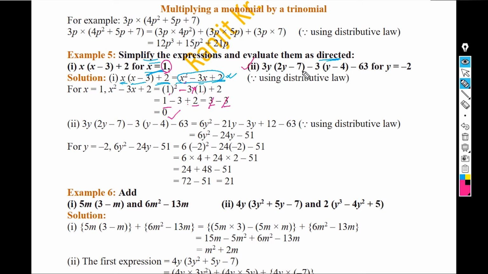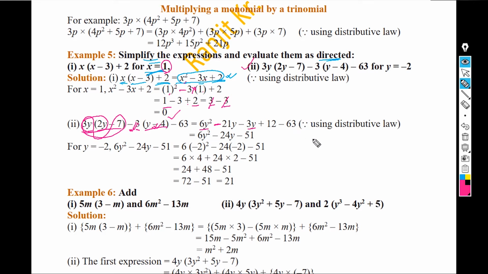The second part is also easy, that is multiply this 3y into 2x minus 7 and minus 3 into y minus 4. This is first these two, 3 twos are 6 y square. Next this by this, that is 3 sevens are 21 y, and in between you have to put minus sign. Similarly minus 3y, and here you have minus sign and here you have minus sign.